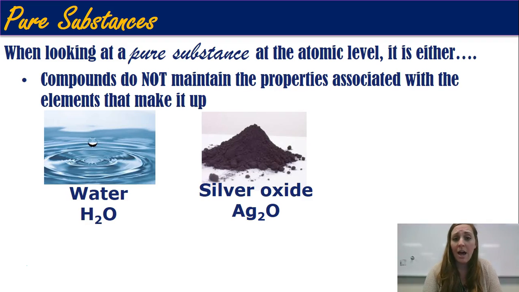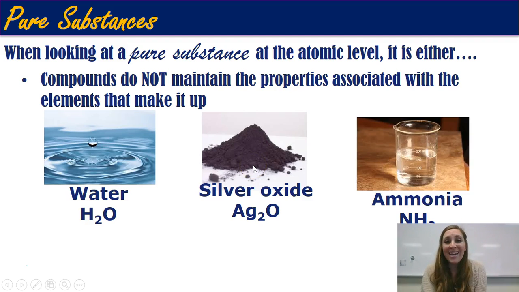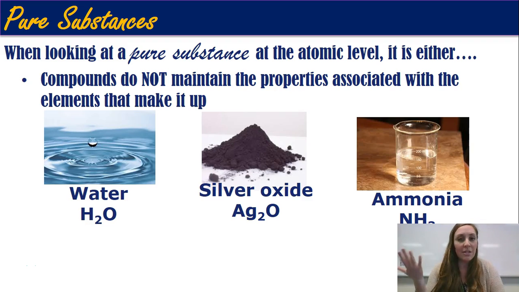So there's water. Silver oxide is this powdery black powder. You know, silver is silver color, oxygen is clear, and they come together to make a solid powder. Or ammonia, something you clean with, NH3. Ammonia has a really powerful, potent smell if you've ever cleaned with it, versus nitrogen, which is 77% of the air you're breathing right now and has no smell. Hydrogen is a big component of the air you're breathing, no smell. They're both gases. When they come together, it's a liquid with a potent smell.